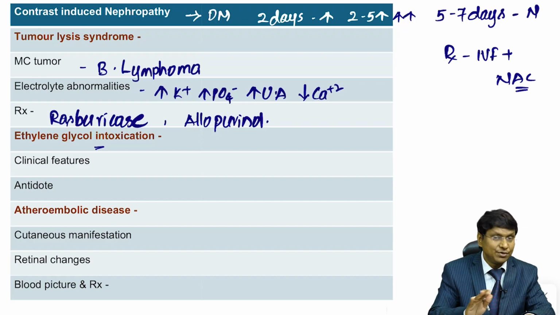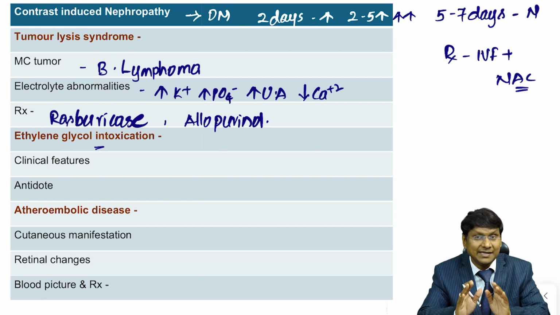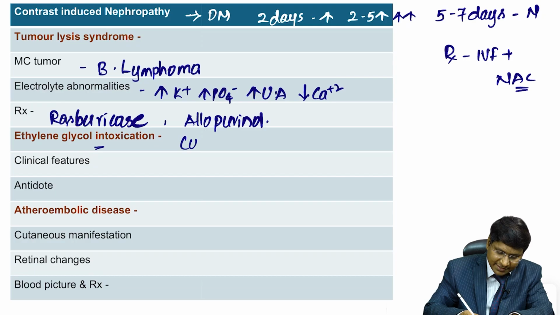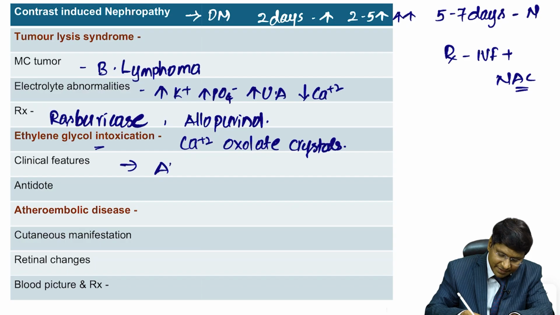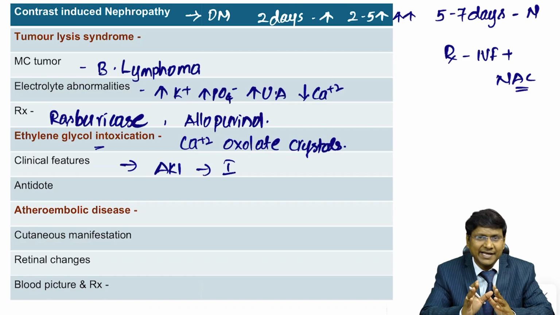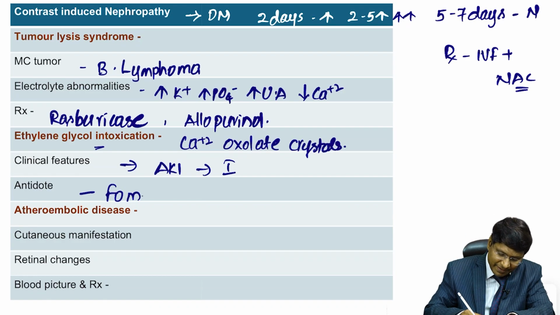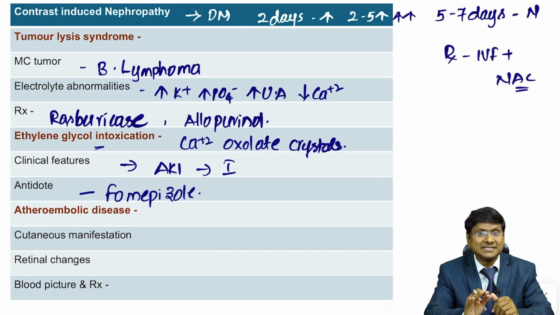That was about tumor lysis syndrome. Next is ethylene glycol intoxication. Ethylene glycol is used as an antifreeze, and in ethylene glycol intoxication, there will be formation of calcium oxalate crystals, right? These patients will land up in acute kidney injury, and that too the intrinsic type of acute kidney injury, caused by an exogenous toxin. The antidote for ethylene glycol intoxication is fomepizole, right? That is the antidote.